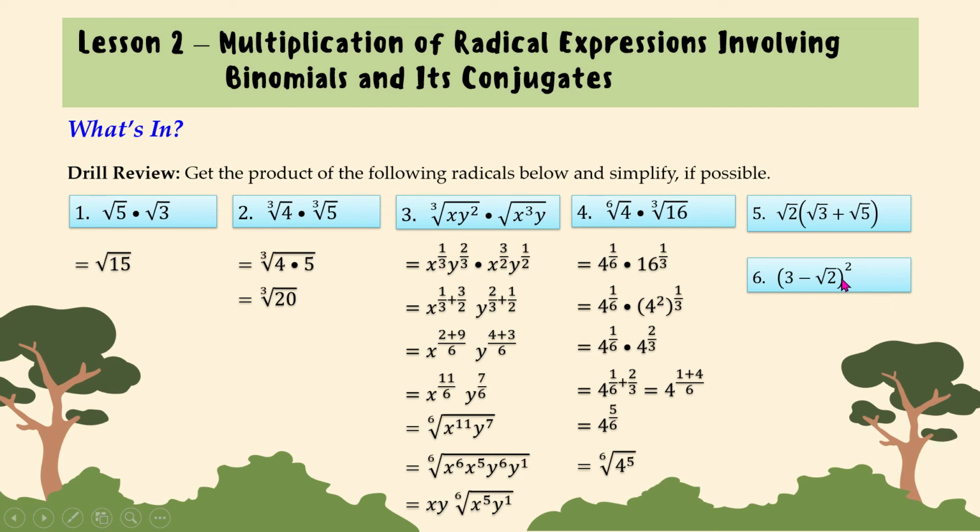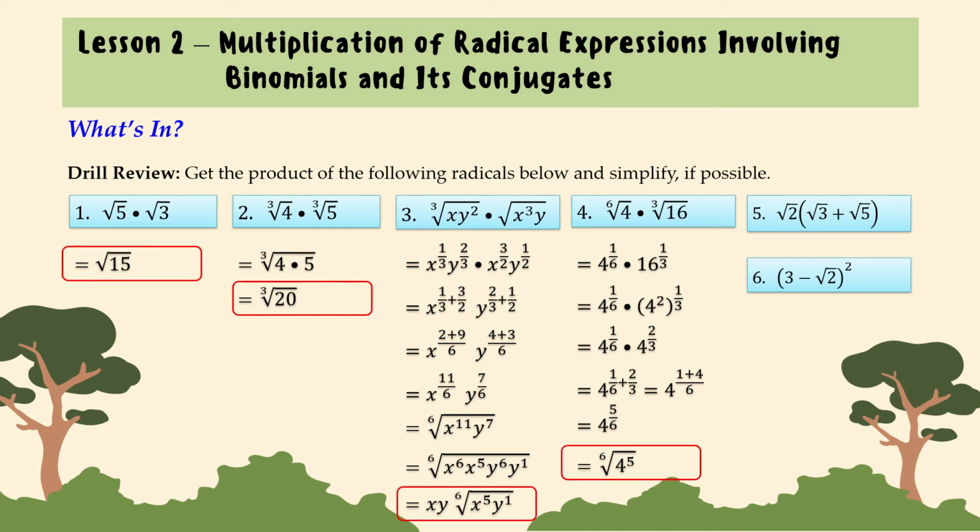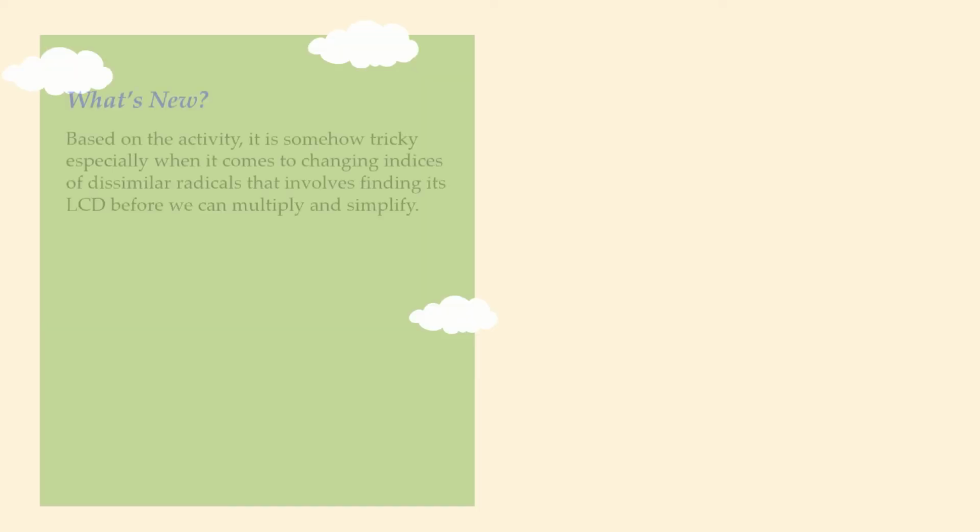So what shall we do with examples 5 and 6? By the way, it has to do with our lesson number 2, multiplication of radical expressions involving binomials and its conjugates. So that would be the focus of our discussion in this lesson number 2. So 5 and 6 will be discussed as we move on to lesson number 2.